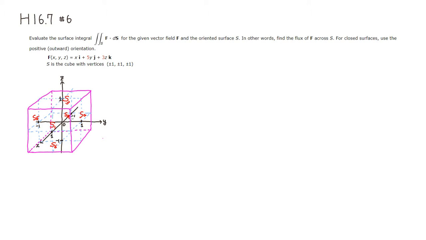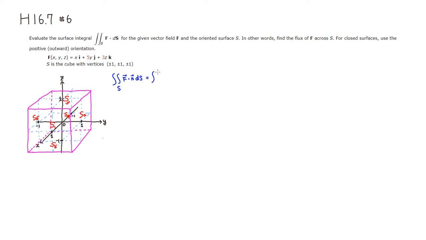Obviously you have 6 sides, so we're going to have to look at each one of them. So we have an integral over the surface of cube S of F dot the normal vector dS. We're going to split this into 6 parts, 6 integrals.